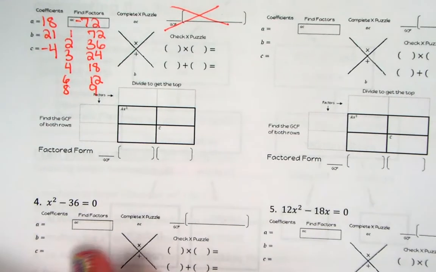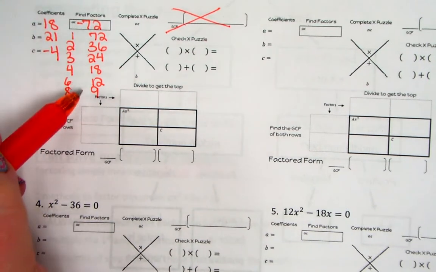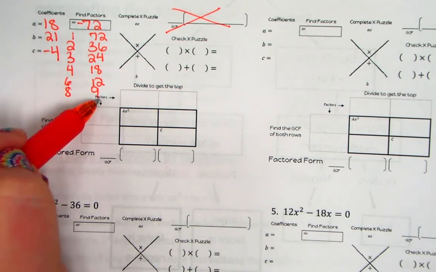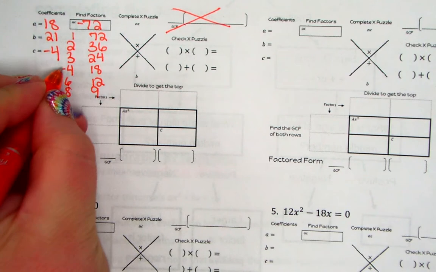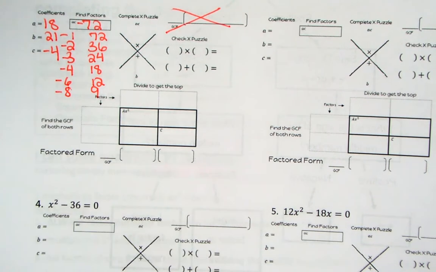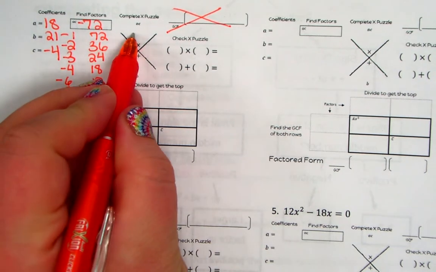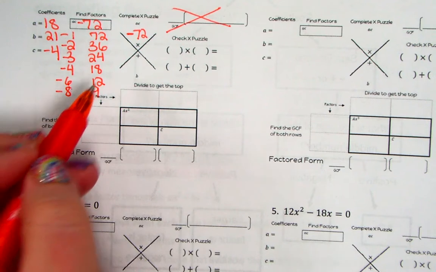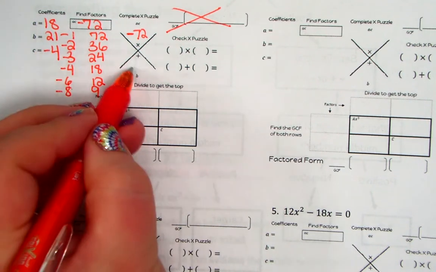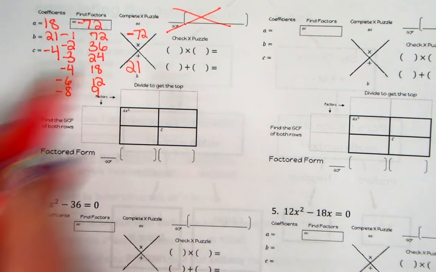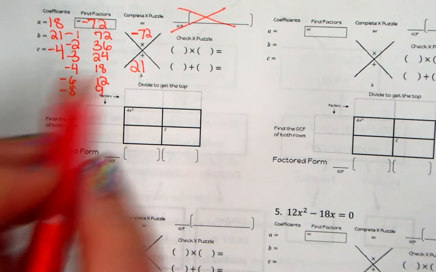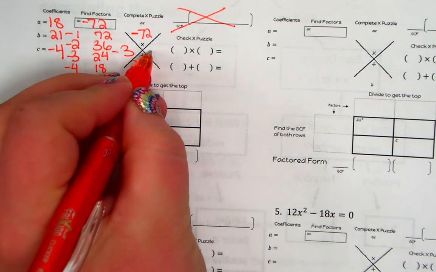So when we have our listing of factors, because we did them in order, it makes my life really easy. This second column here has to be positive, and this first column is going to be negative. So what multiplies to be -72, but adds to be 21? And you're going to look down your list over here and find the one that works. -3 and 24.